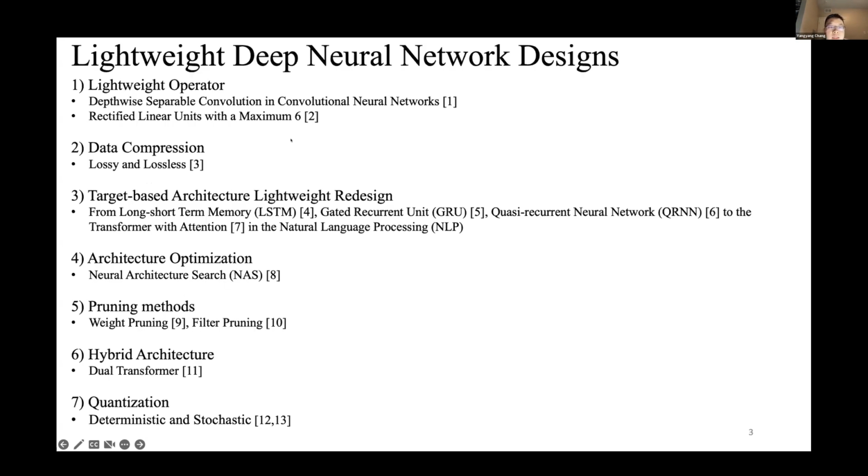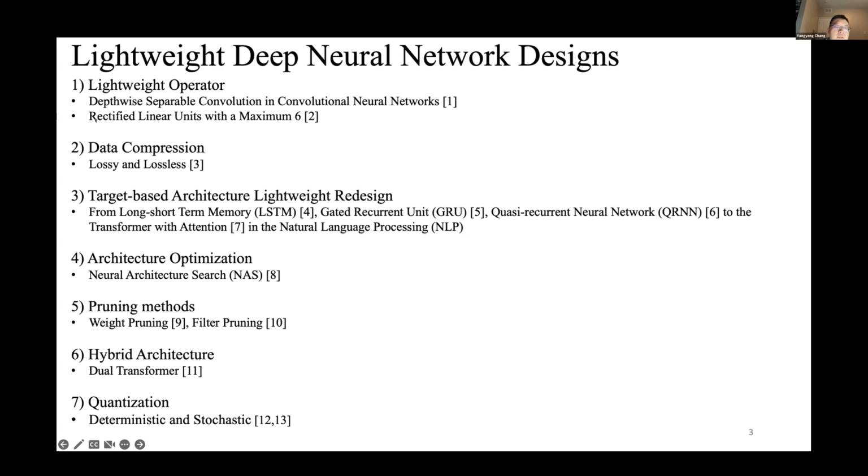Okay, first I want to talk about lightweight deep learning neural network designs. We summarize the 7 factors over here. We want to design lightweight deep learning neural networks because right now, the huge number of parameters of deep neural networks is hard to implement on hardware. So we have 7 directions. The first is that we can directly design a lightweight operator. For example, MobileNet is a type of lightweight convolutional neural network. Basically, you utilize the depth-wise separable convolution, so it can save huge computations compared to the standard convolutional operators.